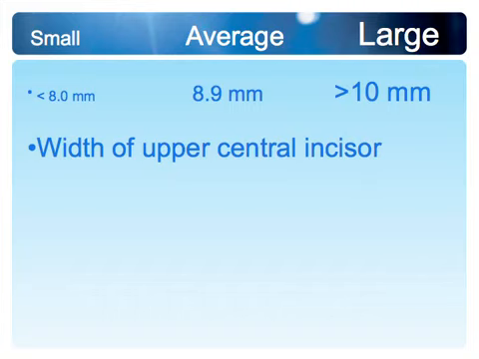So the genetics do hold true. If we have average central incisor width, we have average every single other tooth width. And the same goes for small or large. If we have small central incisor width, we have small every other tooth width. Now, there is a distinction when it comes to large, and that happens at about the 10 millimeter mark.